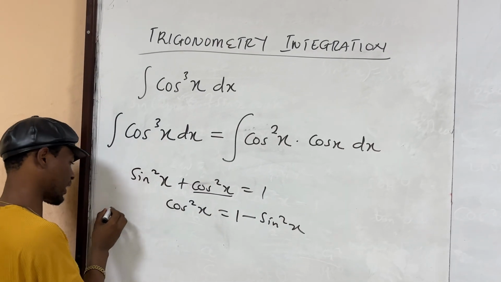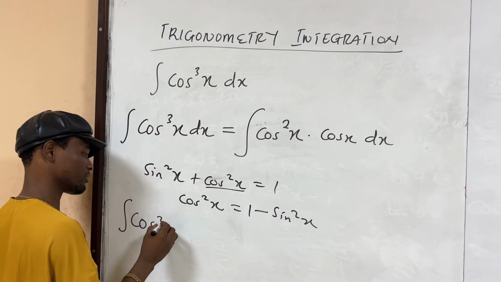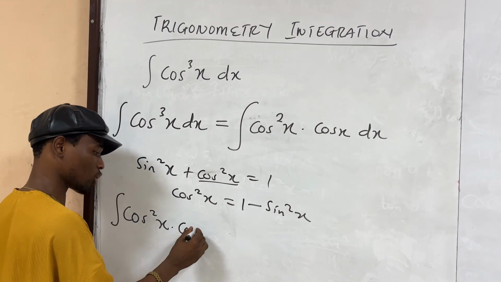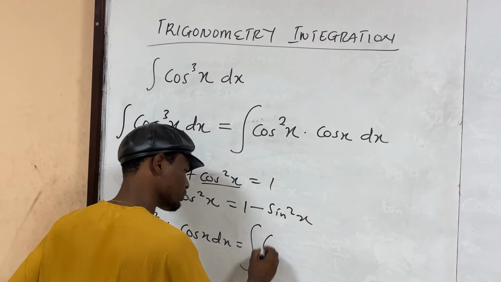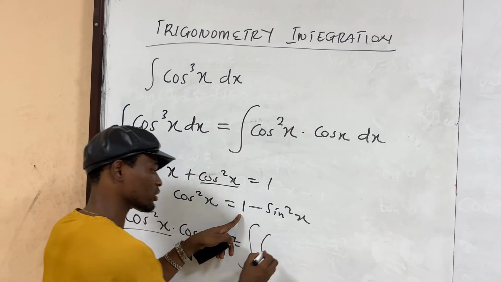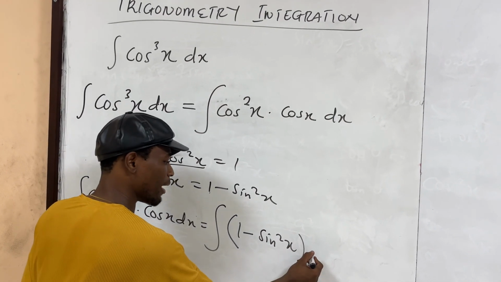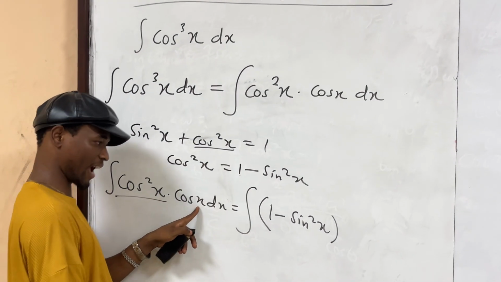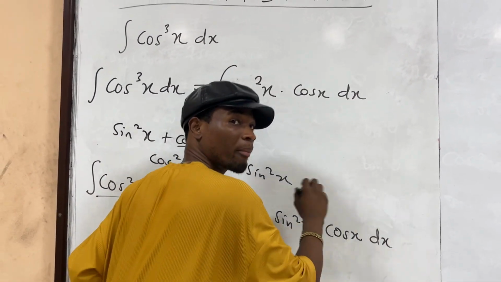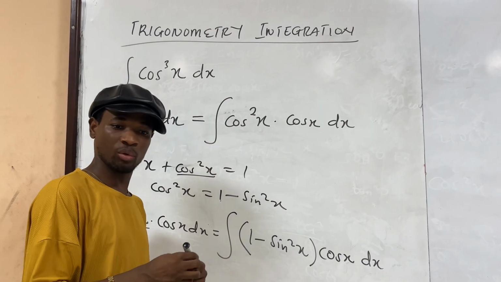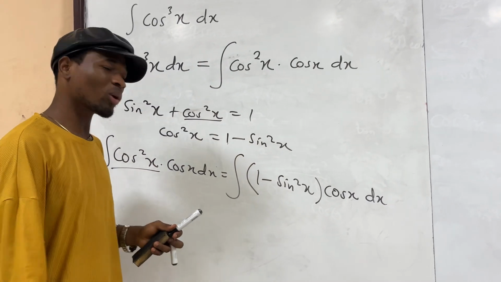So therefore, I can say the integral of cos squared x times cos x dx is the same as the integral of 1 minus sine squared x, multiplied by cos x, with respect to x. Remember, we are integrating with respect to x, right? Good. So viewers, what can we do here?